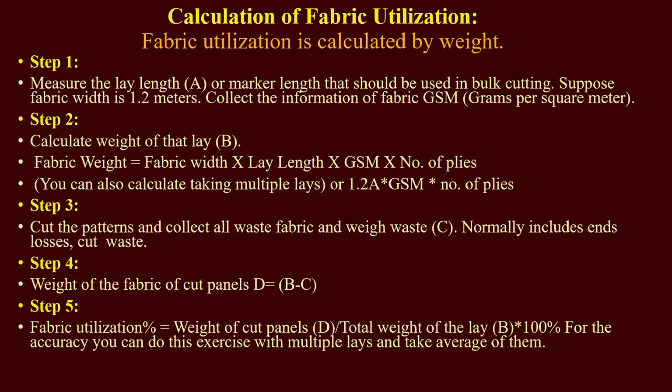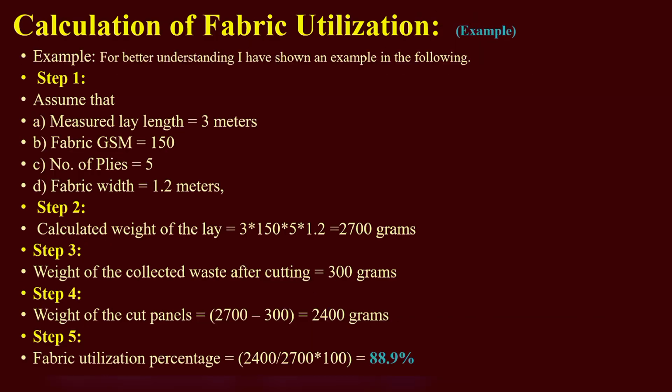In the next slide, we will briefly discuss an example calculation of fabric utilization. For better understanding, I have shown an example in the following. In step 1, assume that the measured lay length is 3 meter. Second, fabric GSM is 150. Number of plies, suppose 5. Fabric width is 1.2 meter.